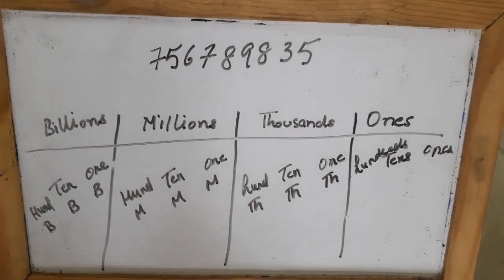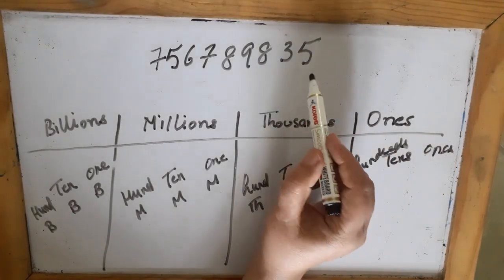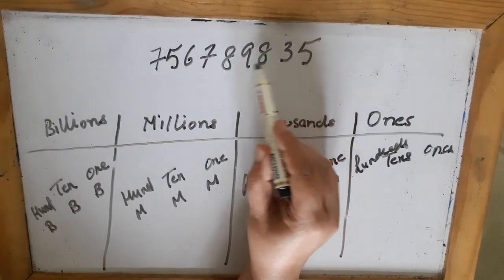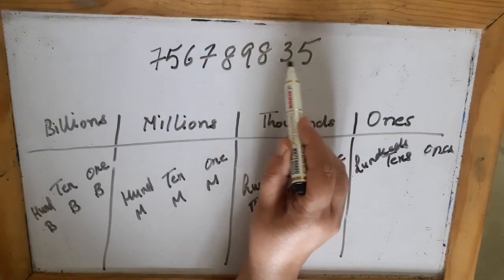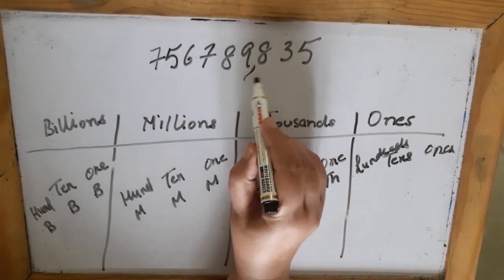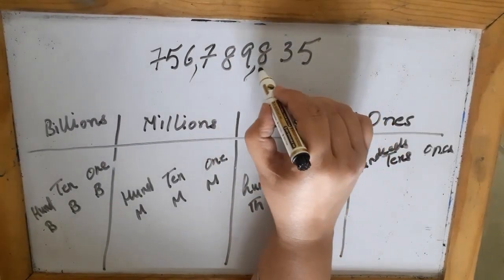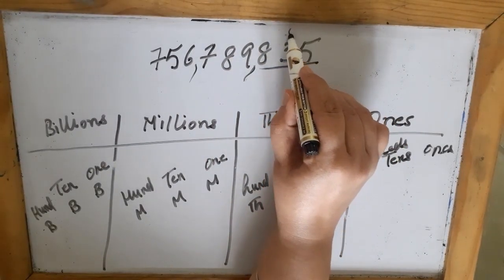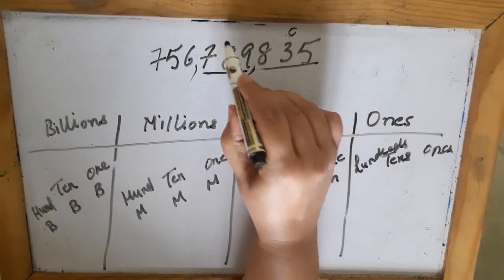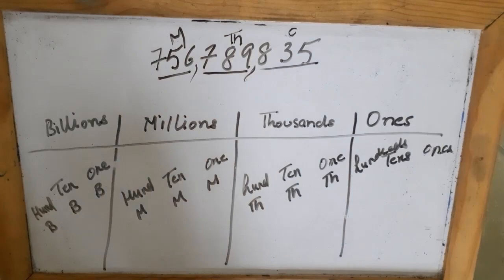So first of all I'll put the commas to make the reading easy. As you can see, in every period there are three place values, so I'll put the commas according to the periods only. Start from the ones place, put a comma after 3 digits, then again after 3 digits. Now you know that these 3 digits belong to the period ones, these 3 belong to the period thousand, and these 3 belong to the period millions.